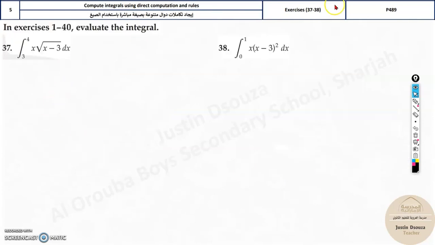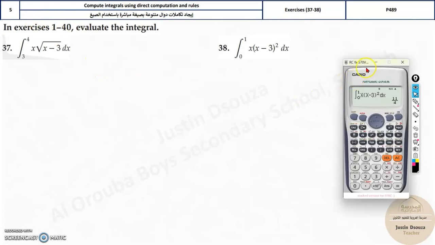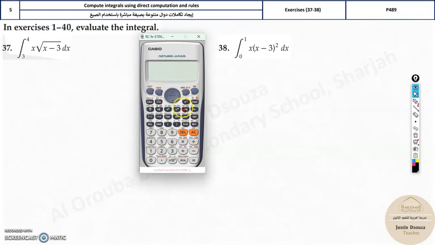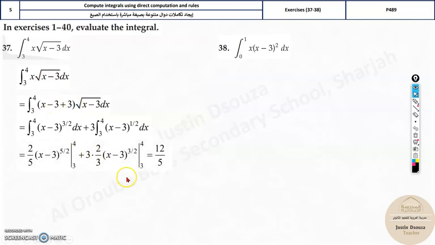Now let's look into the problem. There are only two problems in this topic 5, and they are very, very easy because all you need to do is definite integrals. So you need to just put this and write the problem as it is, square root of x, dx, minus 3, and write the limits appropriately. It starts with 3 and goes up till 4, and press equal to sign. It might take some time, but it will definitely give you the answer after a few seconds. The answer is 2.4.